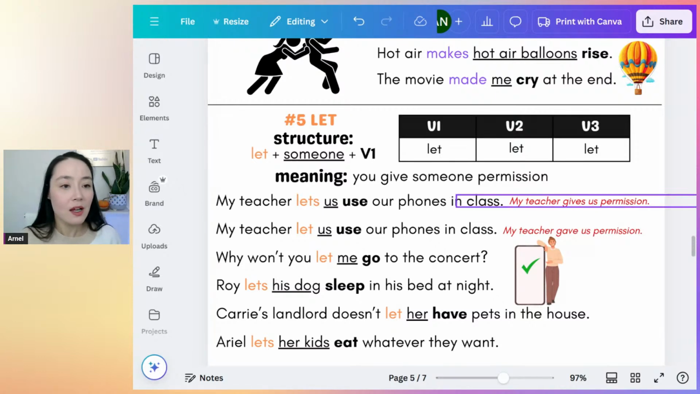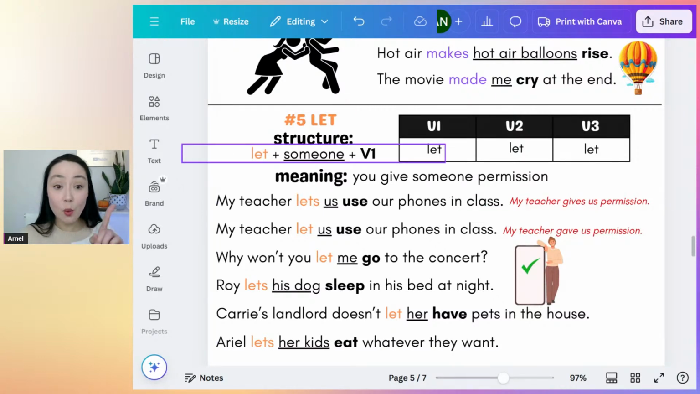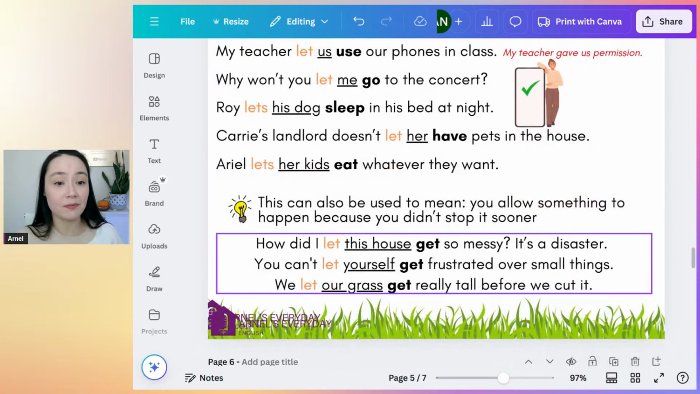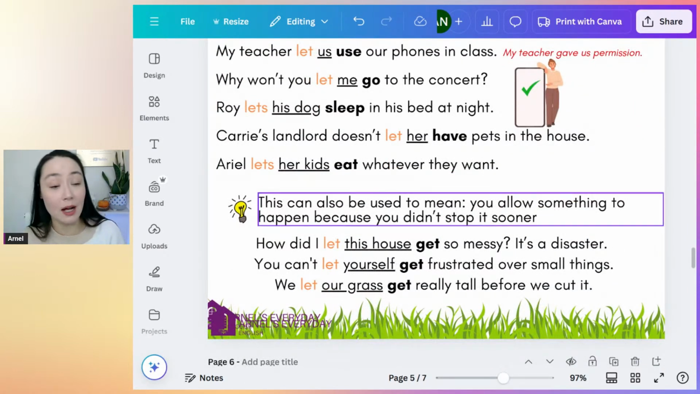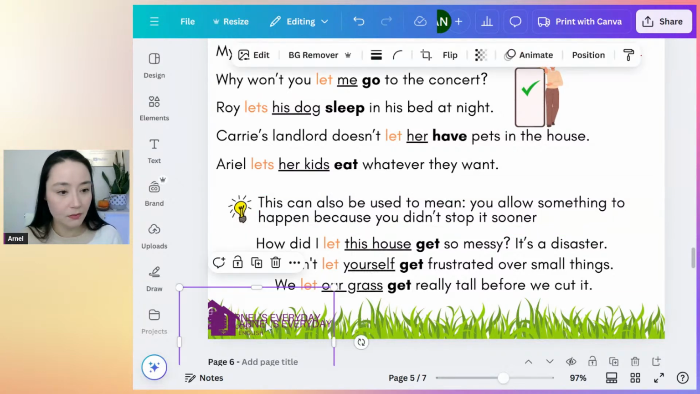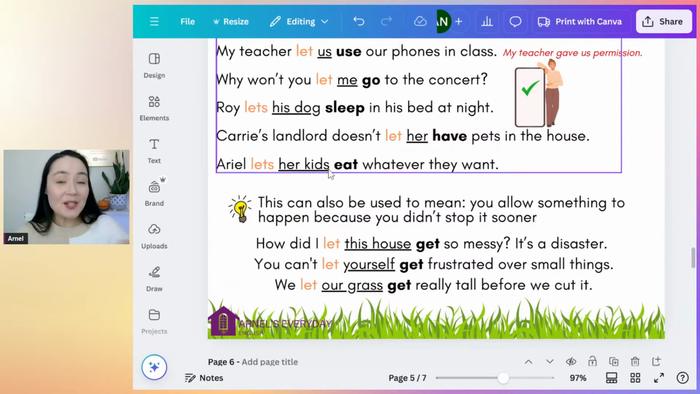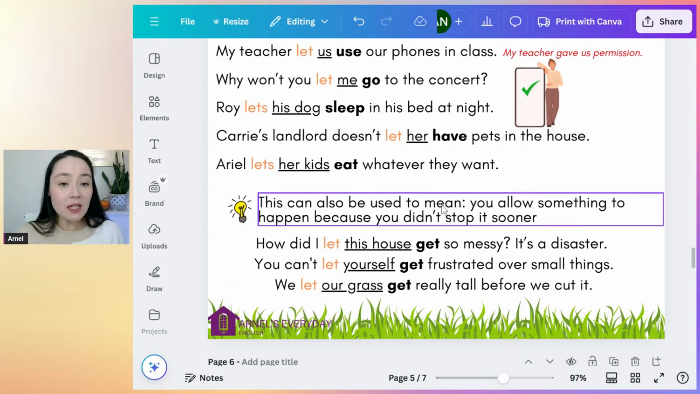Let's keep moving. We've finished let. There's only one more to do. Another point here before we move on to help. So we give someone permission, we let someone do something, but this can also be used to mean you allow something to happen because you didn't stop it sooner. It's not always about permission.